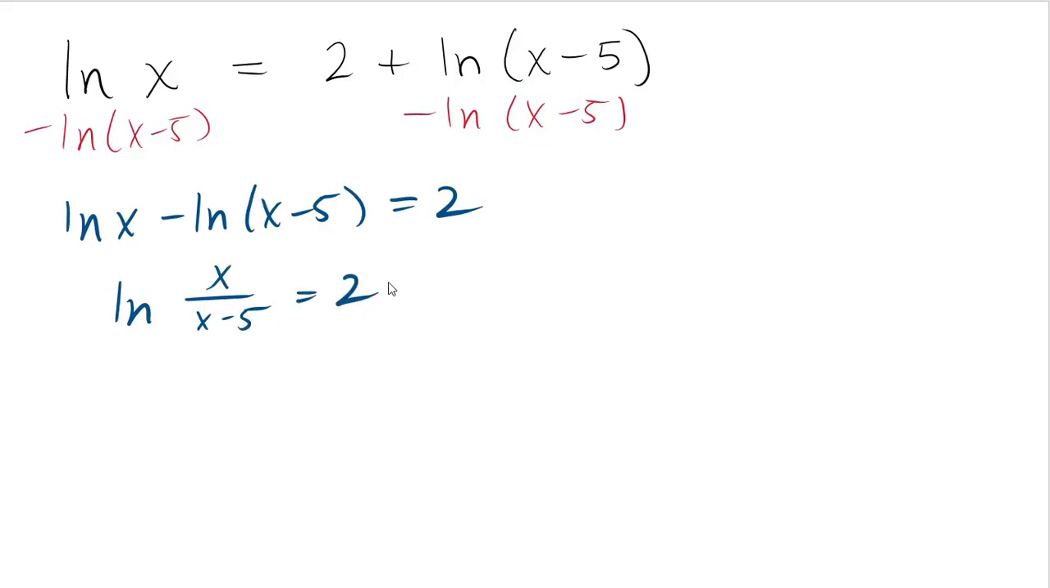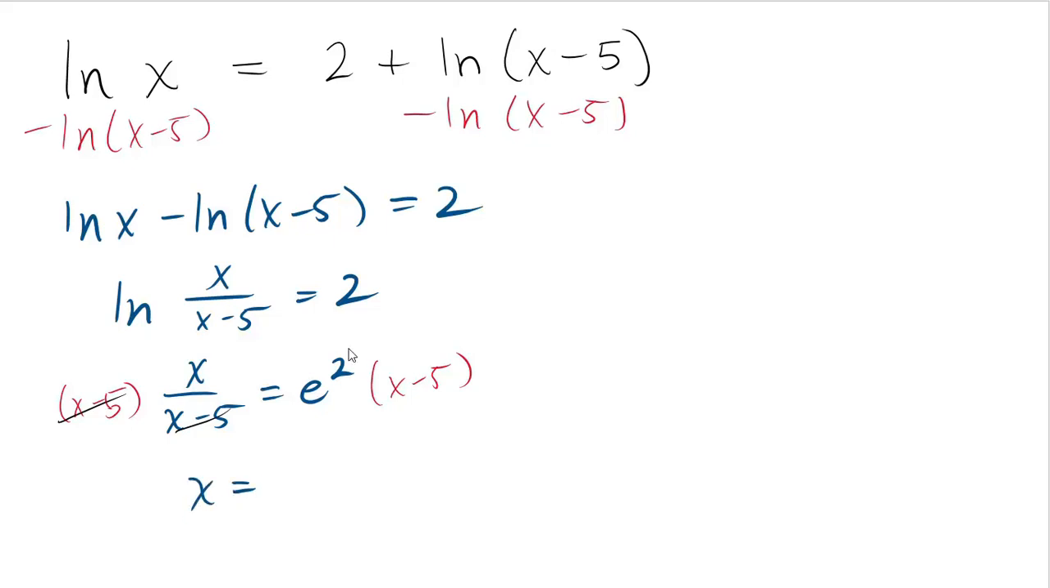And now we're ready to write this in exponential form. You just have to remember that the base of the natural log is the number e. So we get x over x minus 5 equals e squared. Now I know this looks funny, but don't do anything different than what we did last time. You're going to multiply both sides by the denominator, which is x minus 5. On the left side, the x minus 5's cancel, and we just get x.